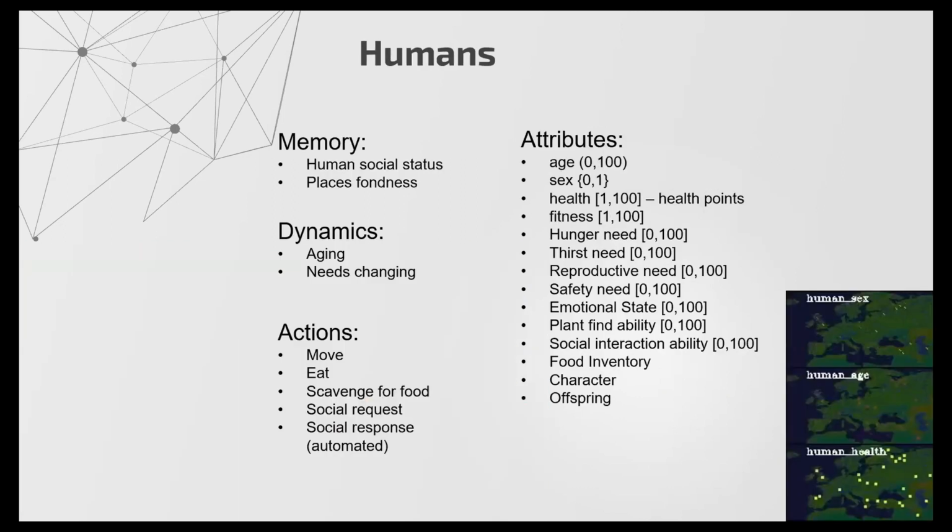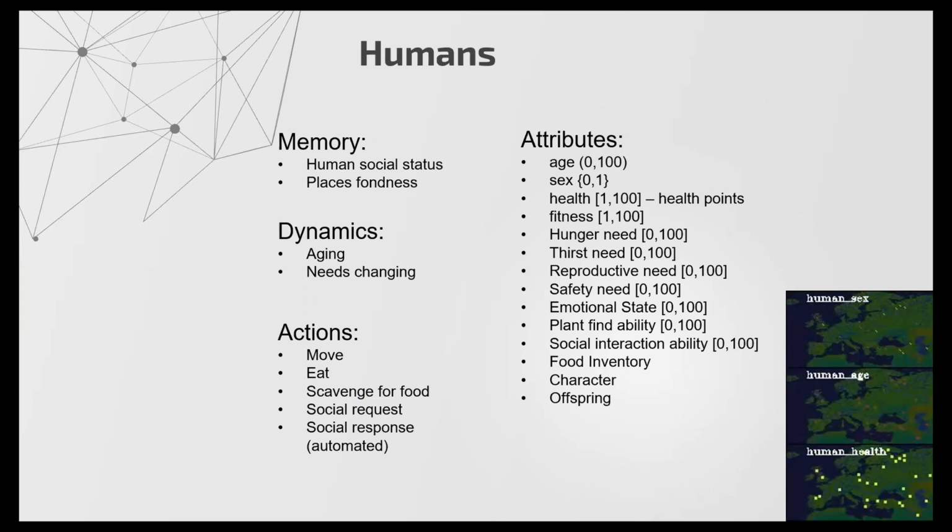Finally, we add in the humans. We have a wide range of attributes here, mainly modeled around their needs and predisposition for them. They do have some dynamics like aging and need development for hunger, thirst, and reproductive need. These all need to be satisfied, otherwise their health and their emotional state will decrease over time. And to satisfy these needs, they have a wide range of actions available and even an internal memory.